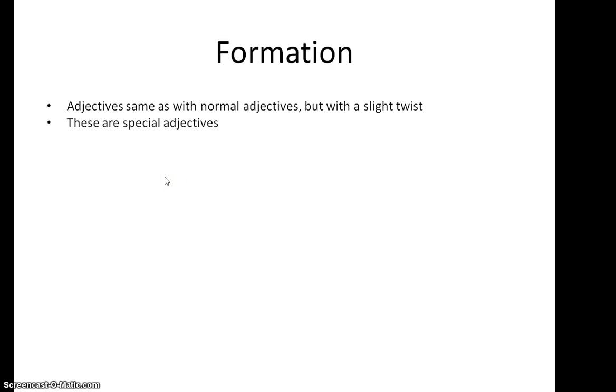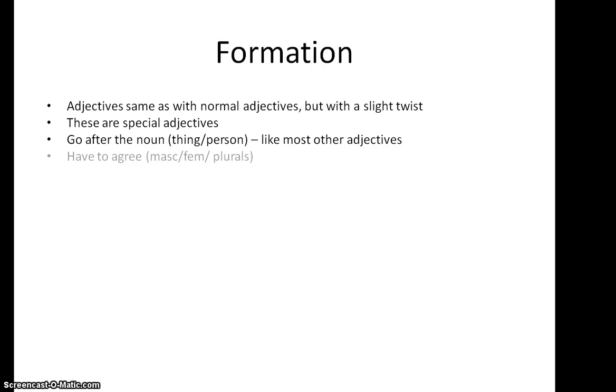And they're kind of special, I suppose, because they do certain things that the other adjectives don't. They still go after the noun, the thing, or the person, like most other adjectives. So you could say Spanish food, and in Spanish you'd say food Spanish, or Italian jacket, you'd say jacket Italian. And they also have to agree whether the noun is masculine, feminine, or plural. Unlike in English, nationalities don't have capital letters, unless of course it's starting a sentence, but that's not very likely.